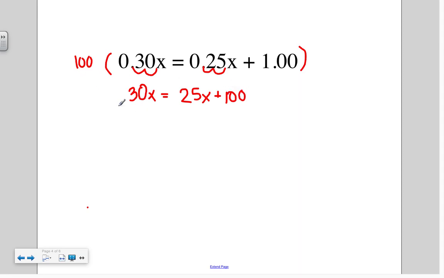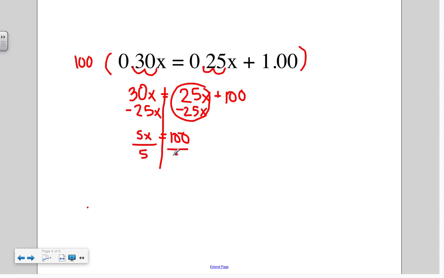All right, so then we want to get x alone on one side. I'm going to draw my line. I'm going to subtract 25x, because if I subtract from this side, I will end up with a positive x, which is always my goal. So I have my 0 pair there. I have 5x equals 100. And if I divide both sides by 5, I get x equals 20.